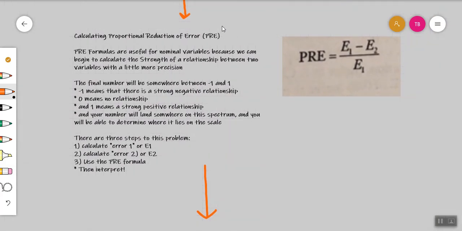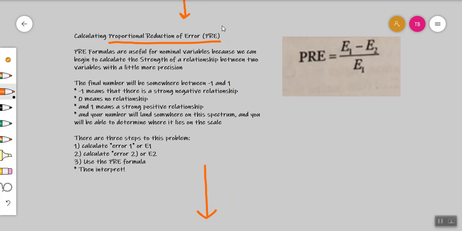So this is the second equation we're going to be taking a look at. This one is actually much quicker. There's only 3 steps to this problem, much easier than before. This is called a proportional reduction of error. The advantage to this one is it actually gives you a result of how strong or weak your relationship is. When we were talking about the chi-square number, it shows you how likely it is you got it right or wrong. But this was going to tell you how strong the relationship is.